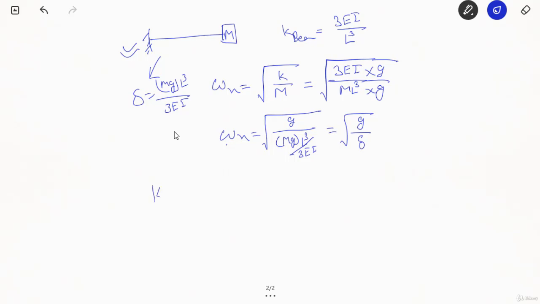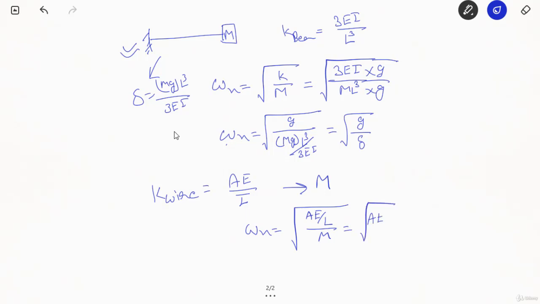here the expression of stiffness for this wire was AE upon L, right? Under the influence of mass M, a similar situation we can give here: omega n is equal to under root K, which is AE divided by L, upon M, which will later on become AE divided by ML, right? So there are numerous formulas for omega n, but the basic equation to determine is omega n is equal to under root K upon M.